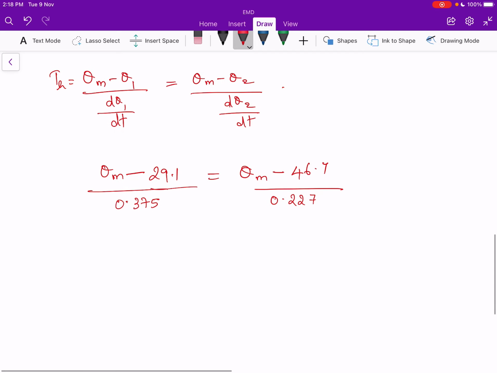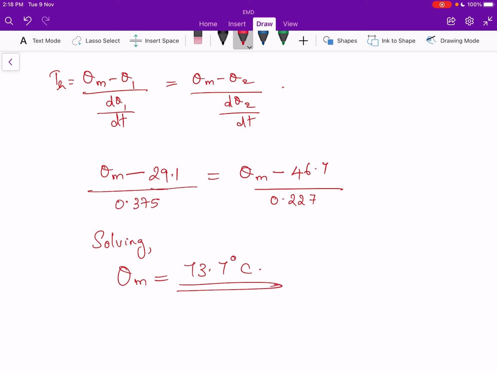So solving this, you will get the value of theta m, and that will be equal to 73.7 degrees Celsius. So this is the final steady temperature rise. So that was asked in the question. So we have got the final steady temperature rise as 73.7 degrees Celsius.